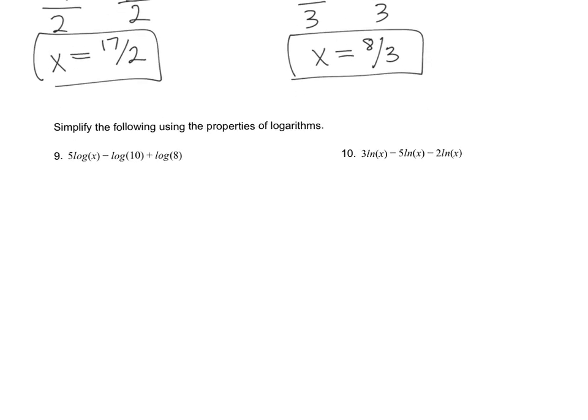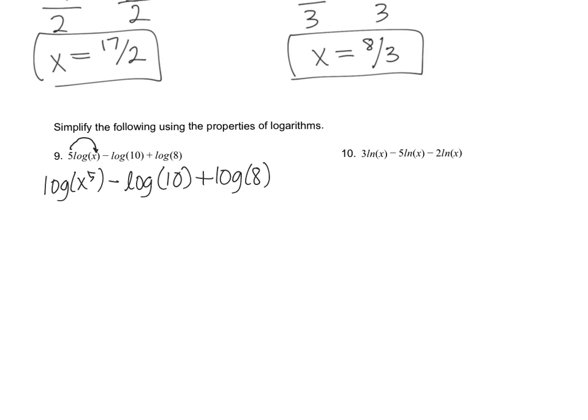On number 9, we want to rewrite our logarithms as single logs. So we have 5 log x minus log 10 plus log 8. So the first step in combining logarithms is to take any numbers that appear in front and rewrite them as the exponents. So that means that 5 is going to become the exponent of the x. So we're going to get log x to the 5th minus log 10 plus log 8.